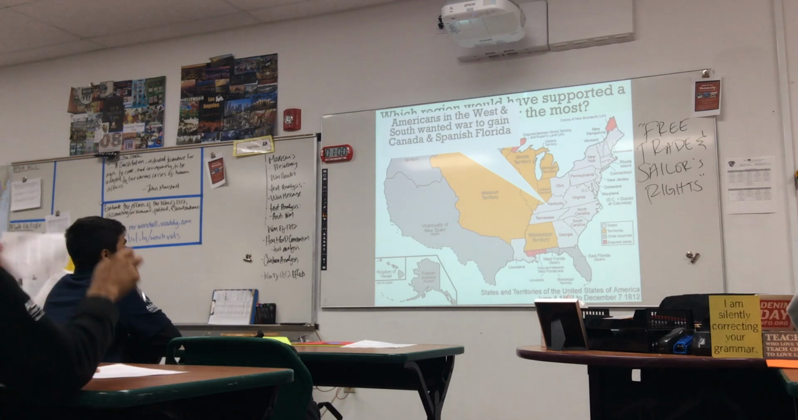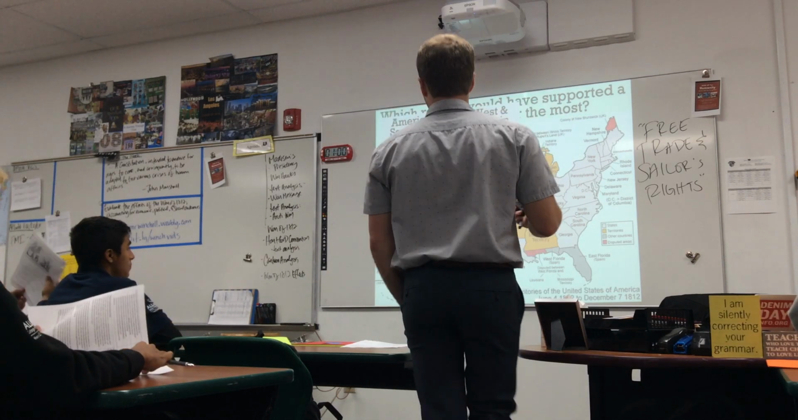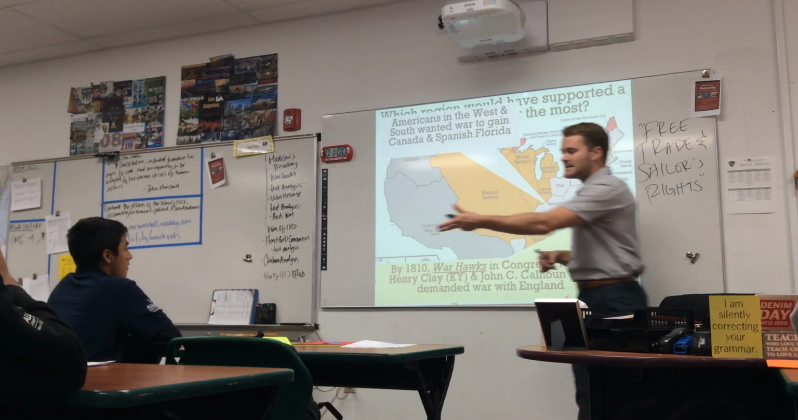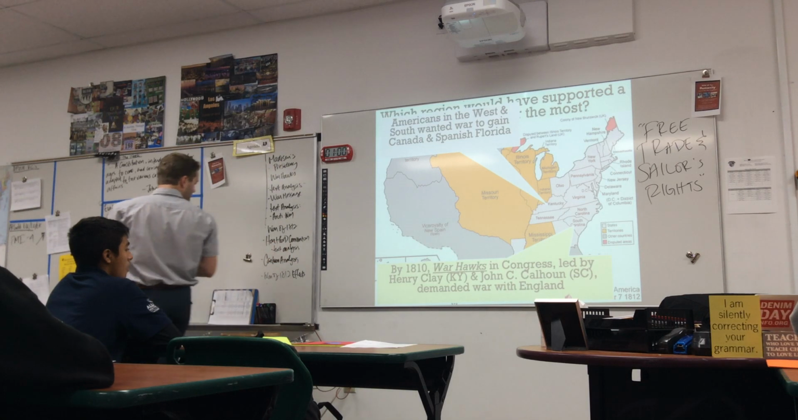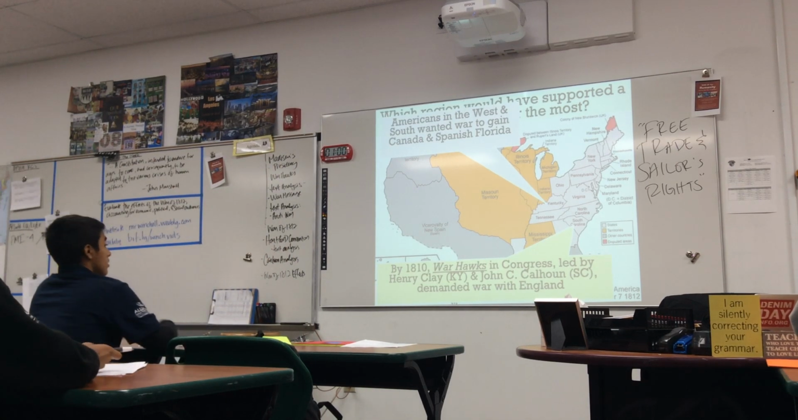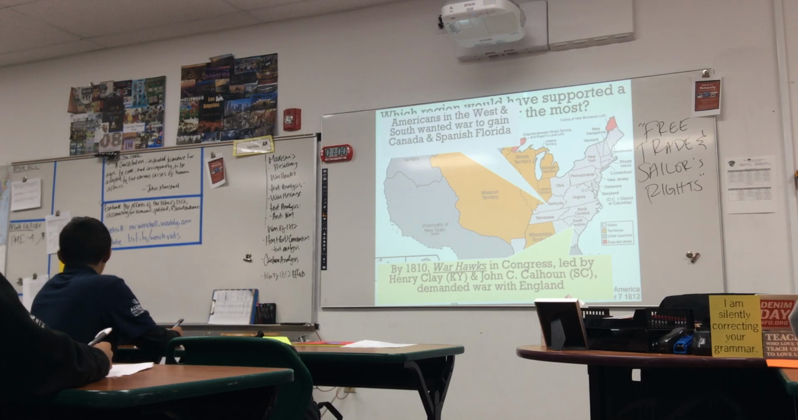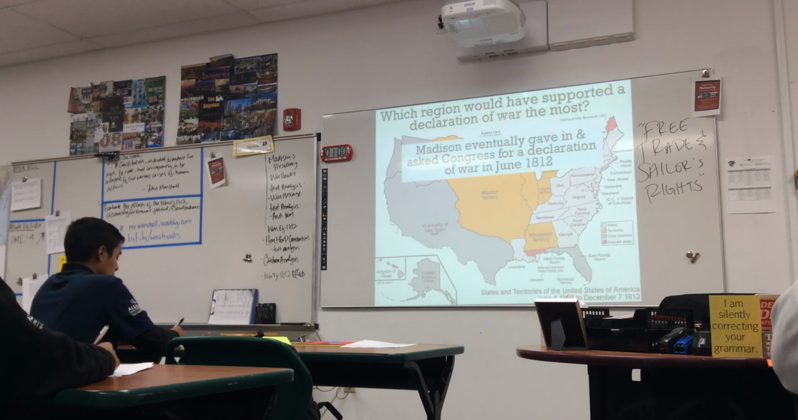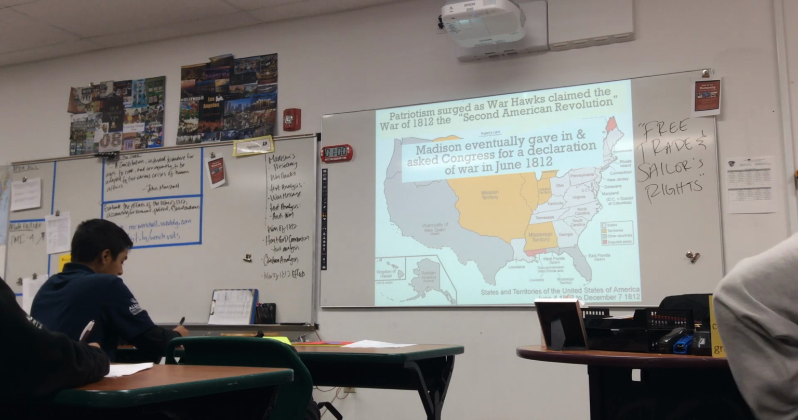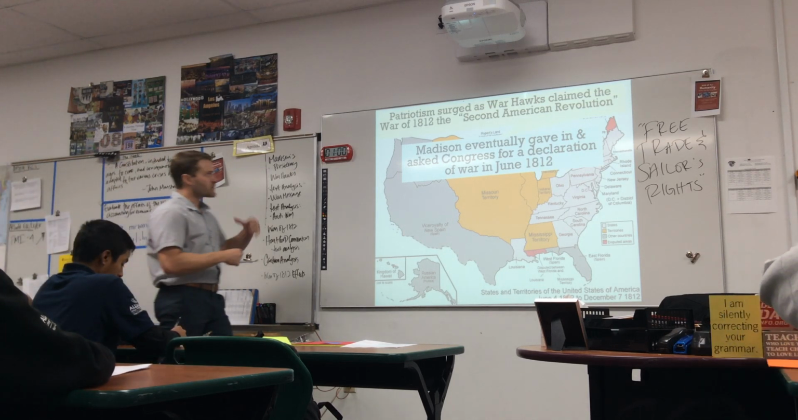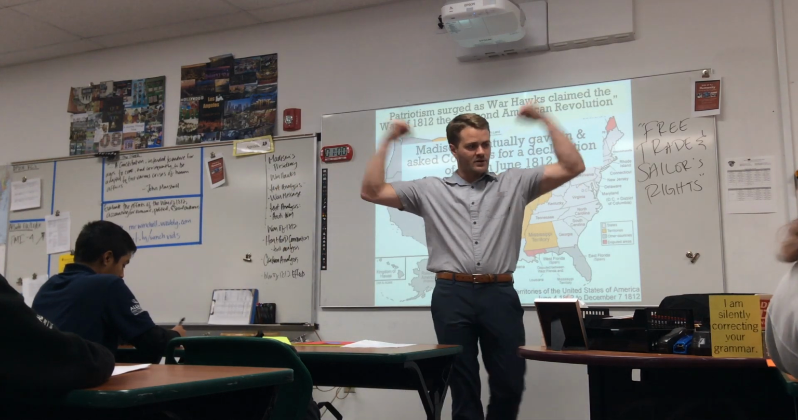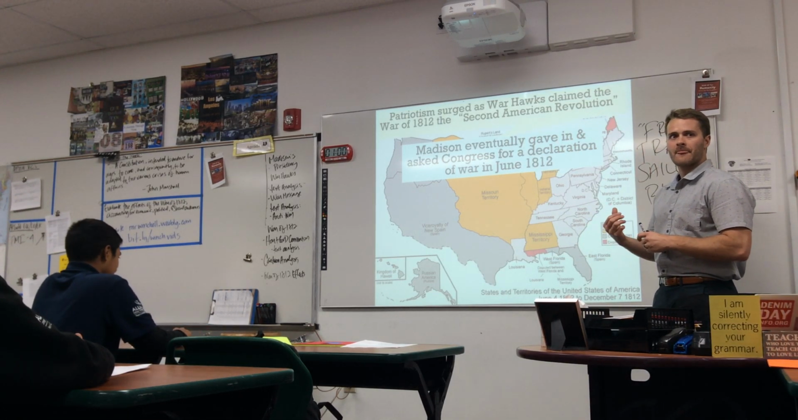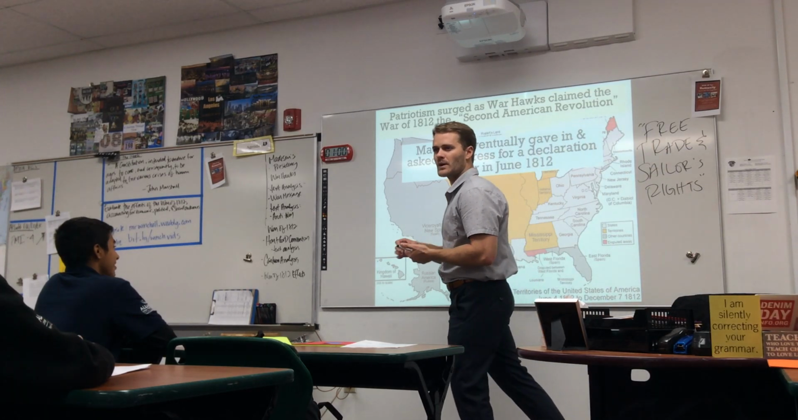However, it's those in the West and the South that want to go to war, mostly because they want to gain Canada and Spanish Florida. By 1810, the War Hawks in Congress, led by Clay of Kentucky and Calhoun of South Carolina, are going to demand war with England. Madison, as president, finally gives in and asks Congress for a declaration of war, which we're going to read in a second, leading to a huge growth of patriotism in America. As this war becomes titled the Second American Revolution, which I'd argue, if you need a second one, maybe the first one was not quite as successful as you thought.